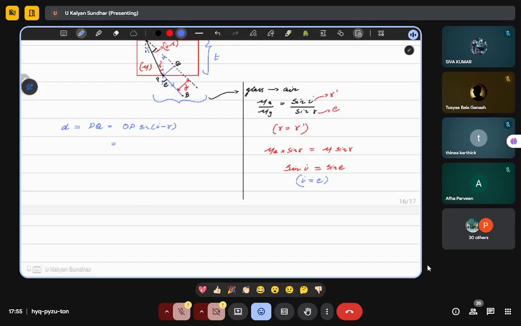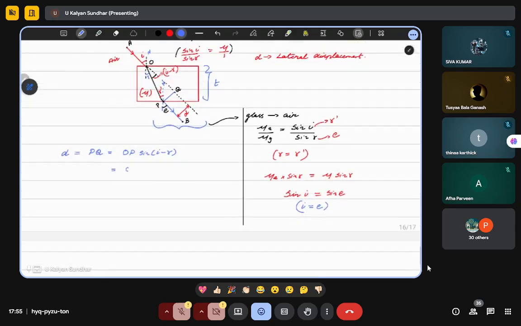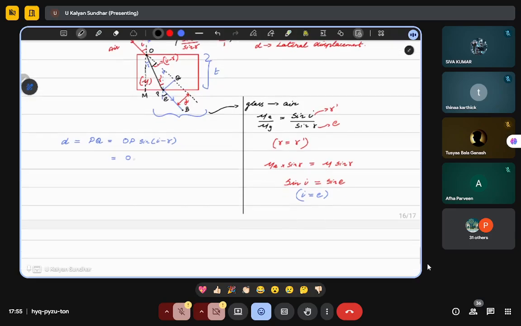I can write this as OPS. And where is the point here? In the perpendicular line, I extend it, and I take this as M. Right, sir? Now, OP I can write as OM by cos R. Correct? Cos R is nothing but OM by OP. So OP is OM by cos R.